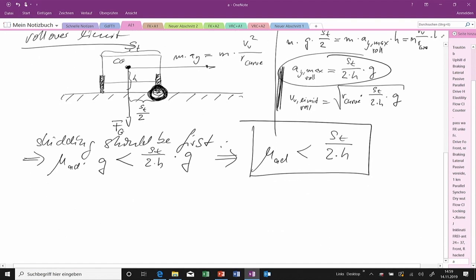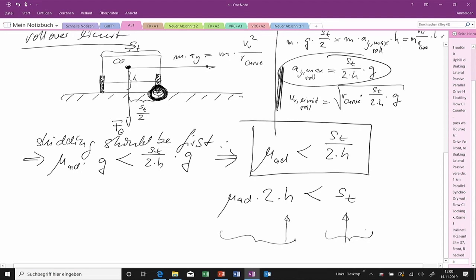So we can also write this differently. We can say mu_at times 2h should be smaller than s_t. Seen from somebody who is going to do the construction and design of a vehicle, it's important that the wheelbase is large enough and the center of gravity is not high above the ground. Because the left side should be small and the right side should be large.